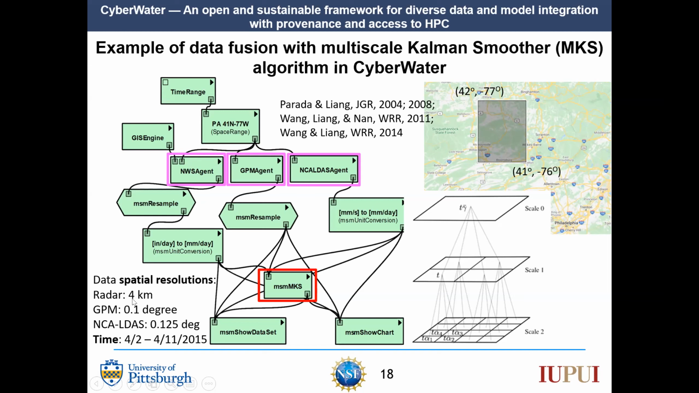This radar data has a 4-kilometer resolution. The second precipitation data product that we brought into the system is the GPM satellite precipitation data from NASA, by using our GPM data agent. This data has a spatial resolution of 0.1 degree. The third product is the precipitation from the NCA LDAS, and we brought that in by using our NCA LDAS data agent. And this precipitation data has 1/8 degree resolution.